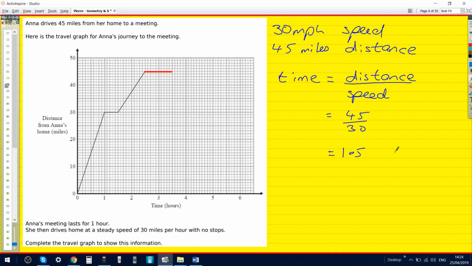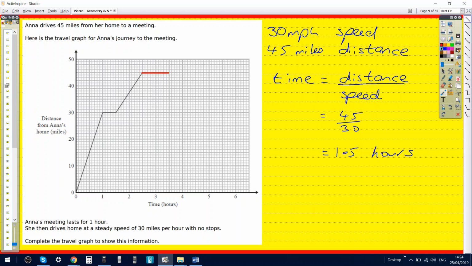So every one small square is 10 minutes. Okay. Okay, so what time does she get home? So 1.5. So an hour and a half. So that's from 3:30. So 4:30, 5 o'clock. Well done.